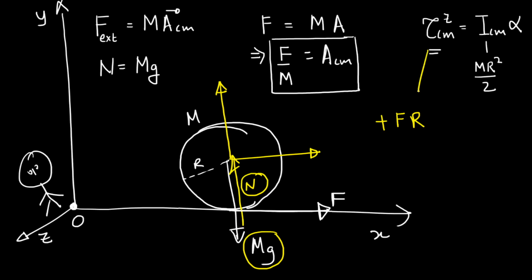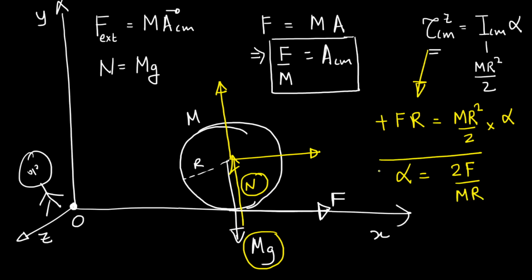So this is tau z about the center of mass, and now according to the law this is equal to mr square by 2 times alpha, and now alpha is the only unknown, and I get the answer as 2F by mr. And it's in the anti-clockwise direction. So these are the two answers. We can predict both what happens to the rotation and what happens to the motion of the center of mass. Now let me just check that the answer is correct.